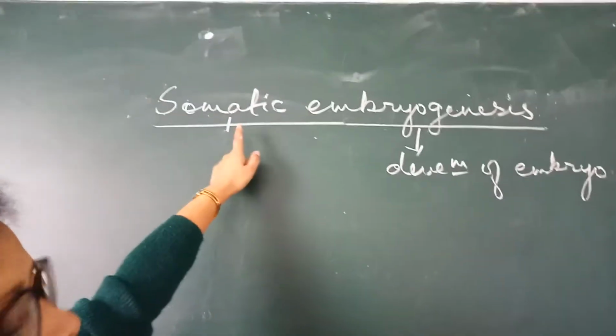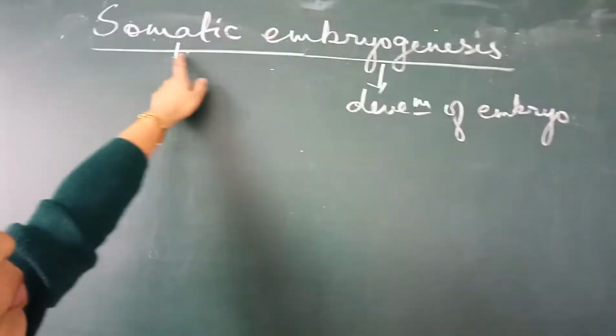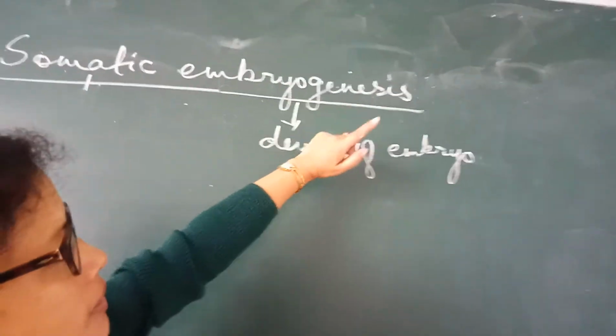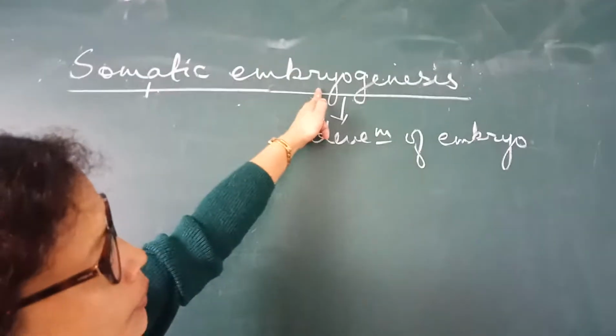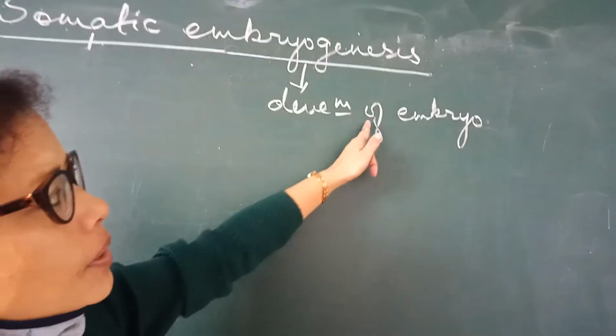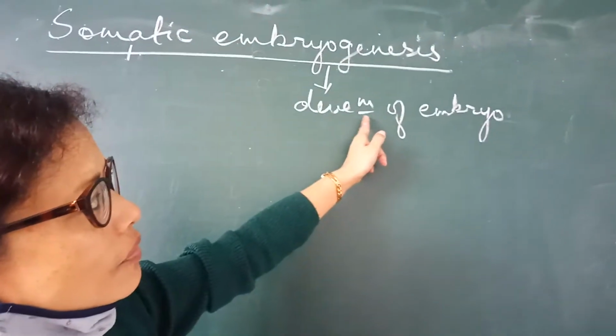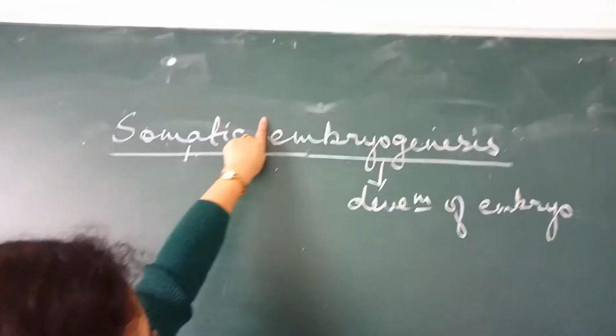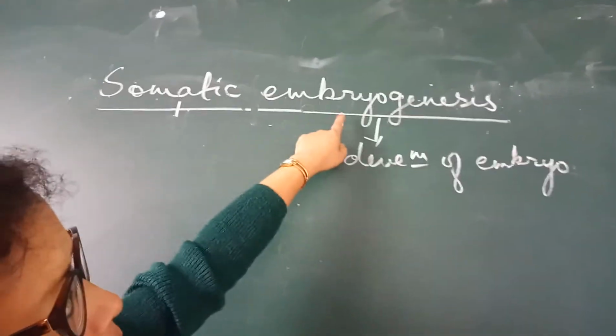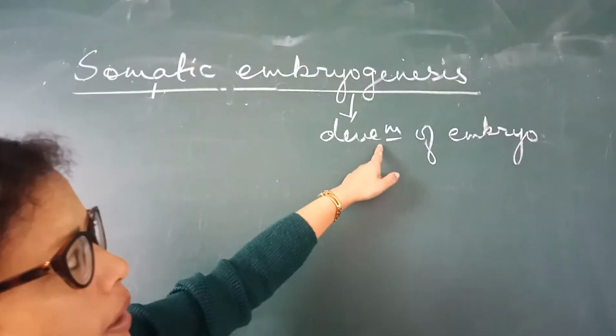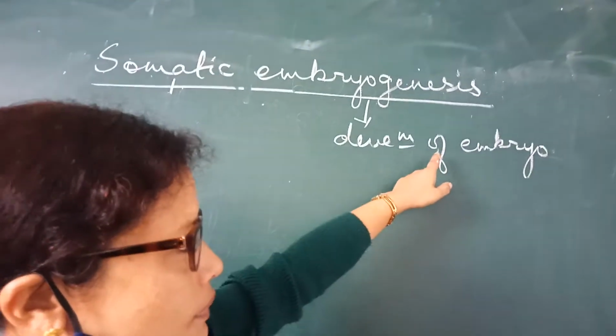The topic which we will discuss today is somatic embryogenesis. Now, embryogenesis means development of embryo. Let us talk about development of embryo first. Let us talk about this word first. Embryogenesis, that is, how does the embryo develop?